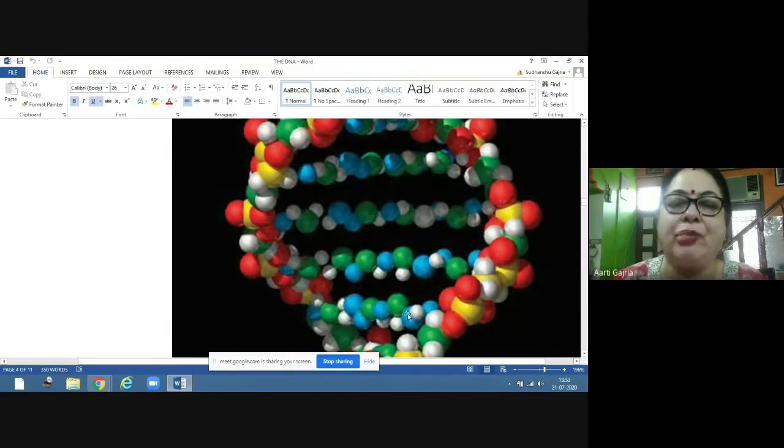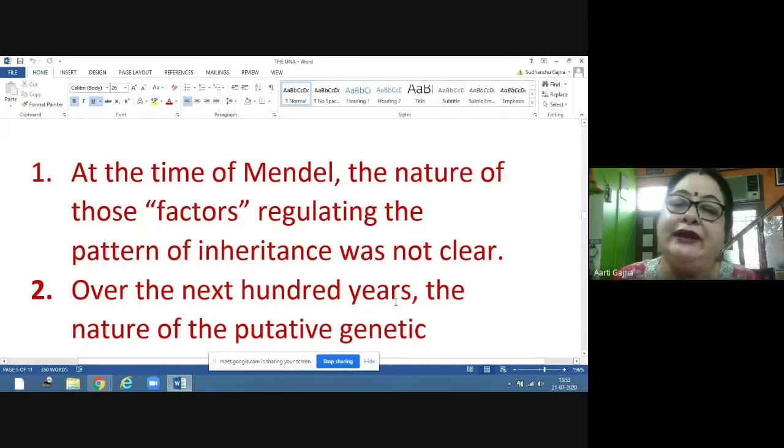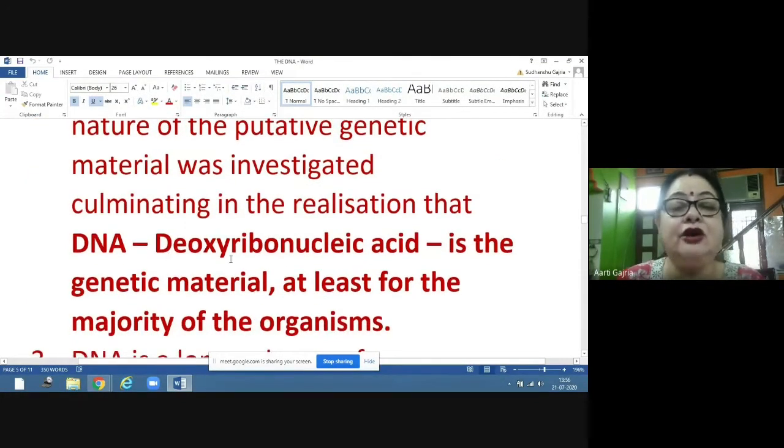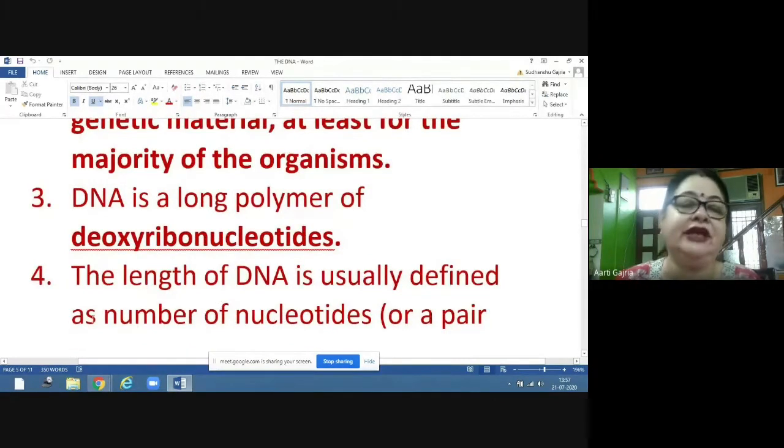Now, we will see why, because when Mendel did his experiments, Mendel thought that there is something, because Mendel was not able to identify the chemical nature of the factor. He said that there is something which is being transferred from the parents to the progeny. What is DNA? Deoxyribonucleic acid is the genetic material, at least for the majority of the organisms. Now, we will study the structure of DNA in detail today.